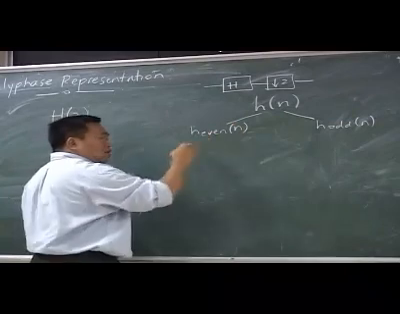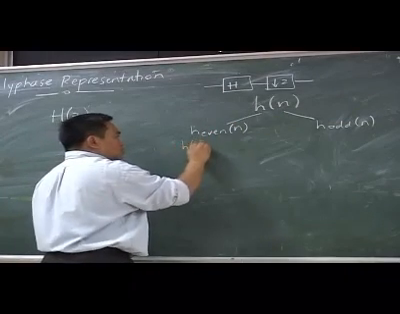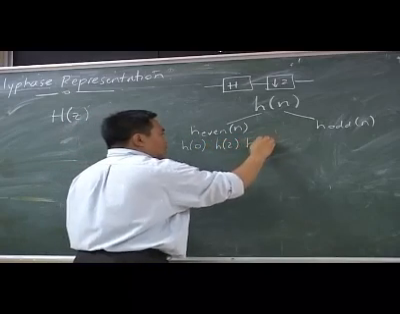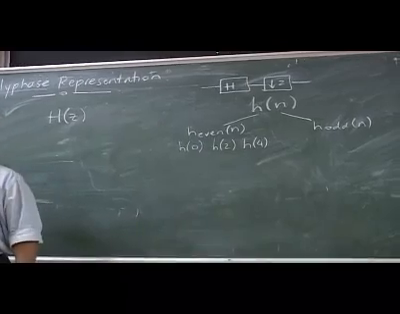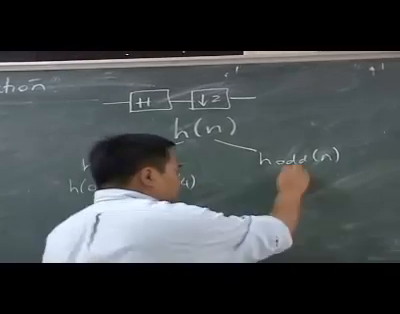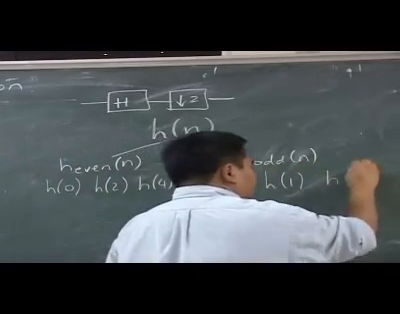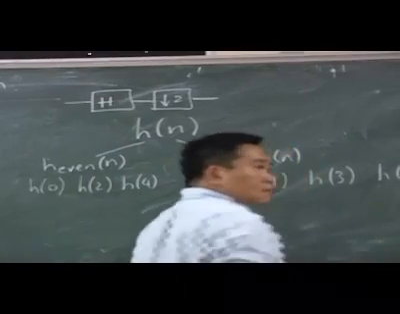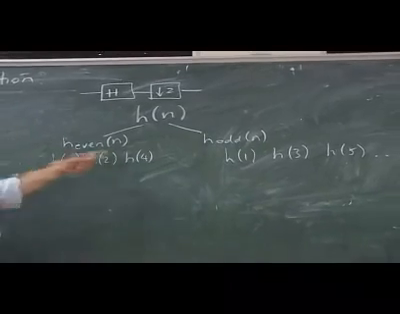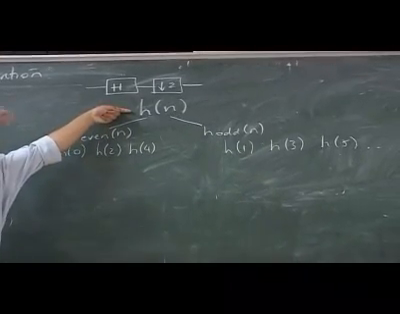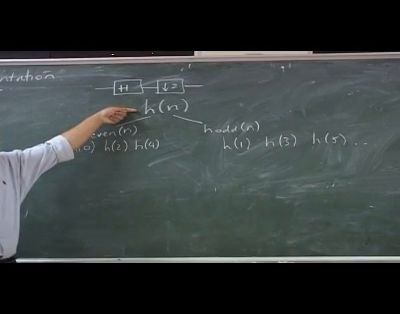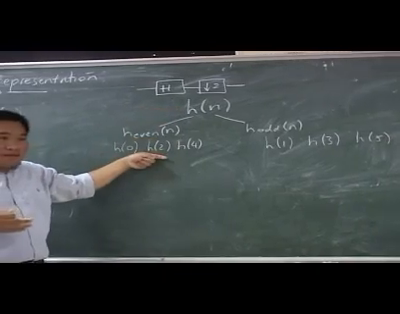So what goes into H even will be H0, assume causal for now, H2, H4, and so on. All the even index terms. What goes to H odd? H1, H3, H5, and so on. That's a unique representation, right? Given any string of numbers that have index 0 to infinity, I can always divide it into two different strings. One of them will have even index, one is odd index.